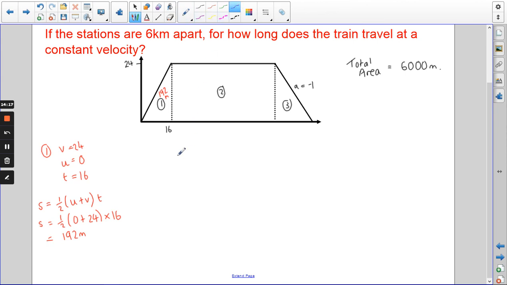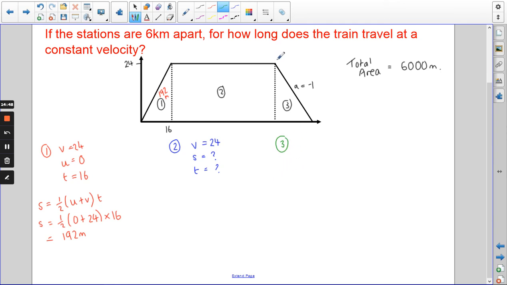Section 2, we don't know a lot. It's constant velocity, so v is 24. We don't know s, we don't know t. Hang on. Don't know t. So what can you do with section 2 at the minute? Not a lot. So let's move on to section 3. You don't always work in order, and that's why I've got this example to show you.